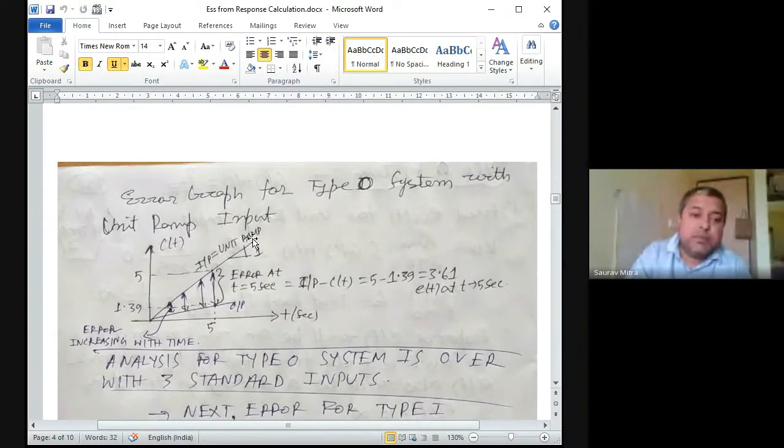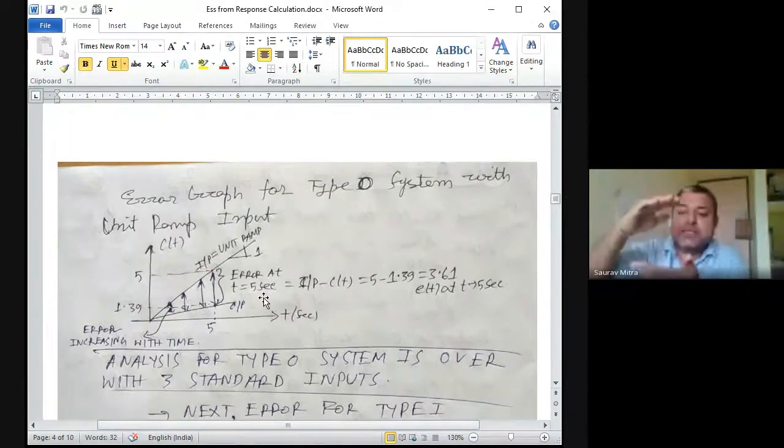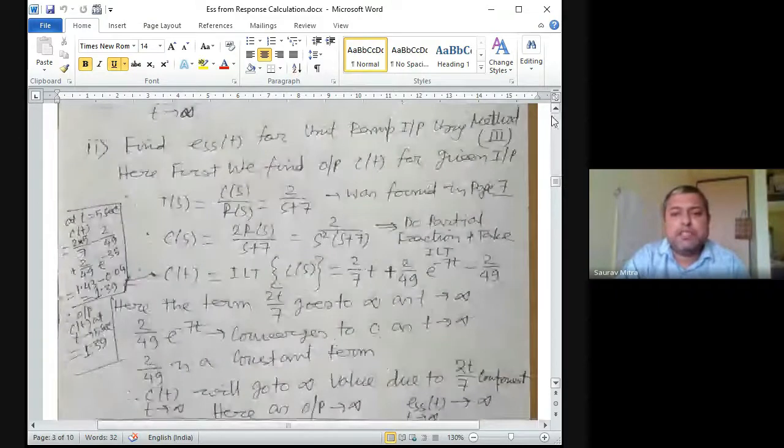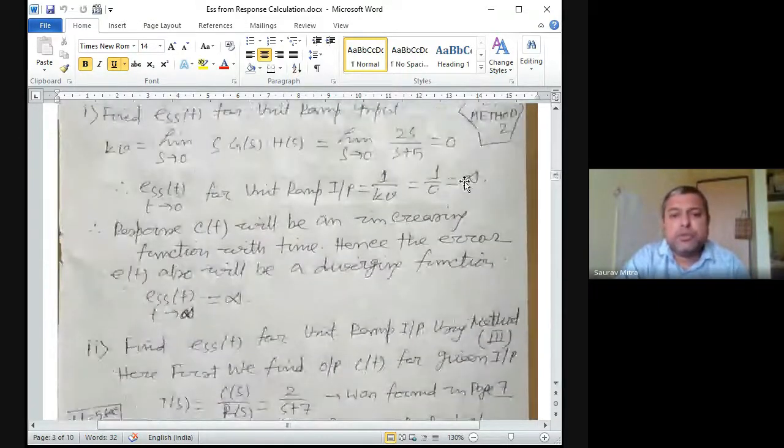Okay, so above is the input, that is t. Below is the output, that is c(t) for this 2 by s(s plus 7) system. And the distance between them is increasing with respect to time. And as we find the steady state error at t equal to infinity, the distance between input and output at t tends to infinity will become infinity. So it is actually two diverging graphs. Whenever t tends to infinity, this distance is also going to increase. So that's why it is called a type 0 system for ramp input, and it is going to have a steady state error of infinity. So whatever you proved on the previous page, you have proved it here. Okay, by method number 2, you have proved it here.